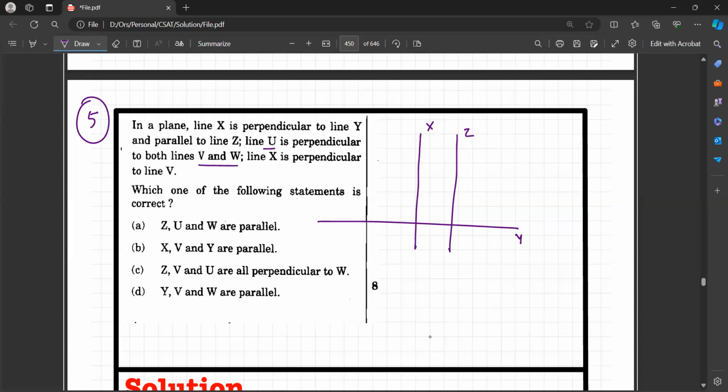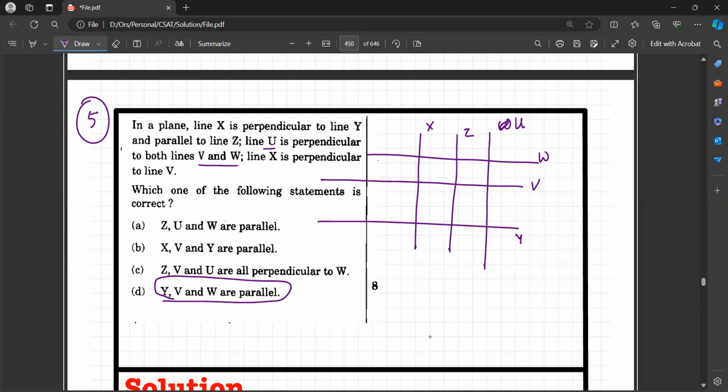X is perpendicular to line v. Okay, now x is perpendicular to line v. Is it clear? U is perpendicular to v as well as w. Got it? So this will be w, this will be u. Clear? Y, V, W are parallel. You can clearly see this option, Y, V, W are parallel. Which one of the following statements is correct?